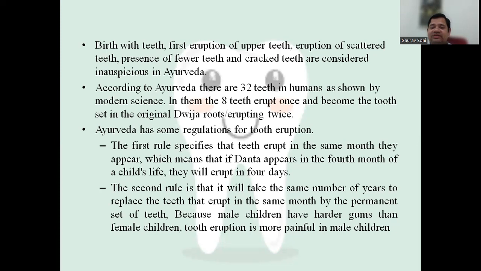The first rule signifies that the teeth erupt in the same month they appear, which means if dant appears in the 4th month of child life, they will erupt in 4 days. So a rule is given here about in which month it erupted and in how many days it will come out. The second rule is that it will take the same number of years to replace the teeth that erupt in the same month by the permanent set of teeth. So, for example, if somebody is getting the first teeth in the 7th month, then it will be replaced in the 7th year. This is said by the Acharya.